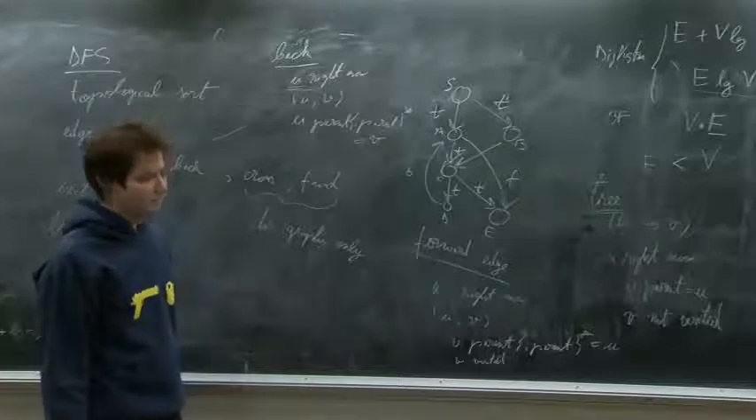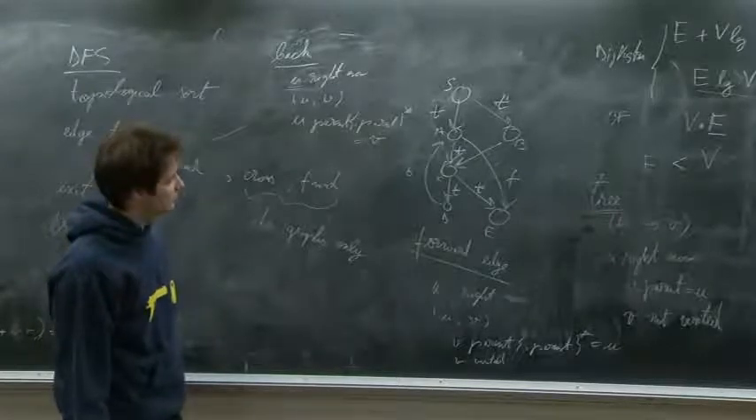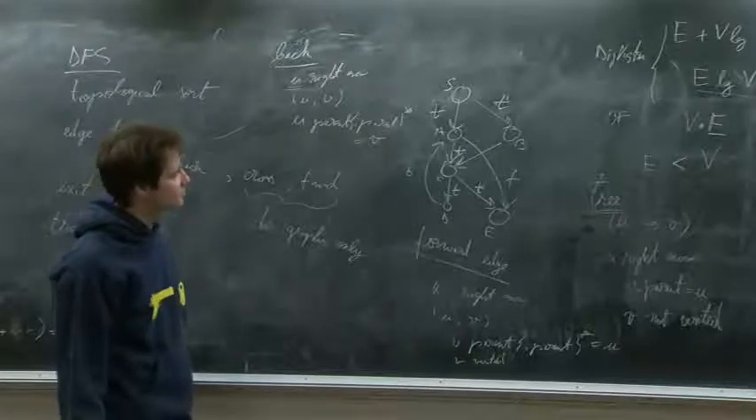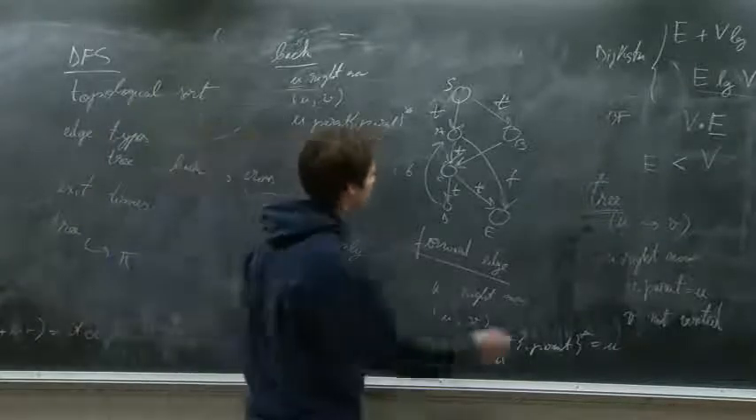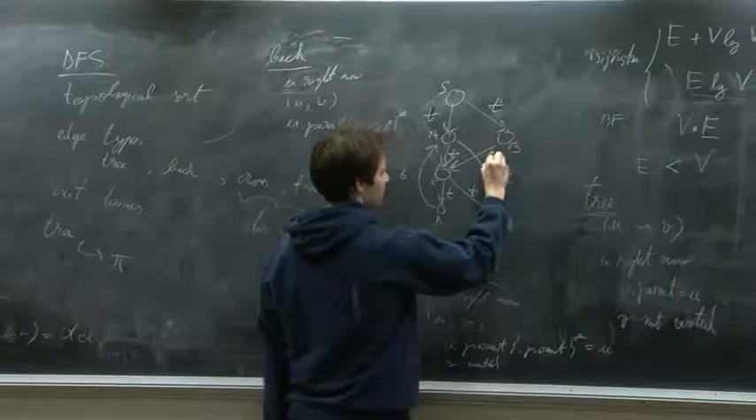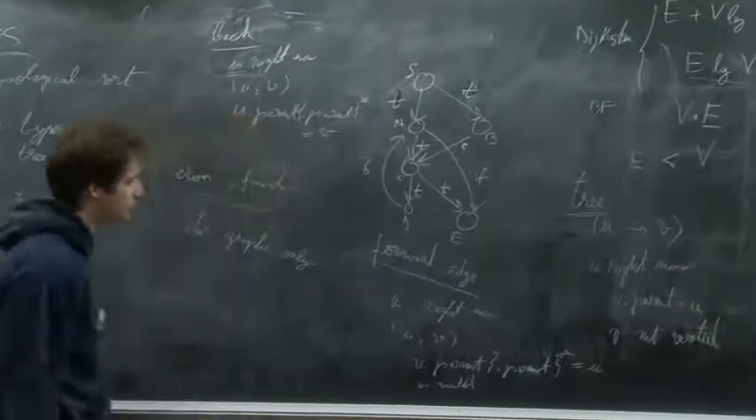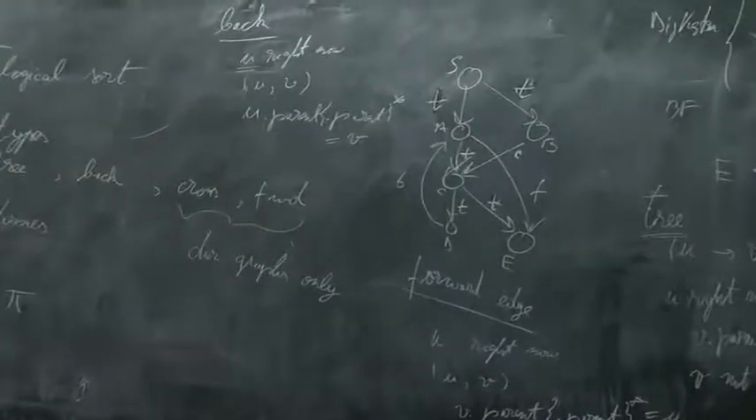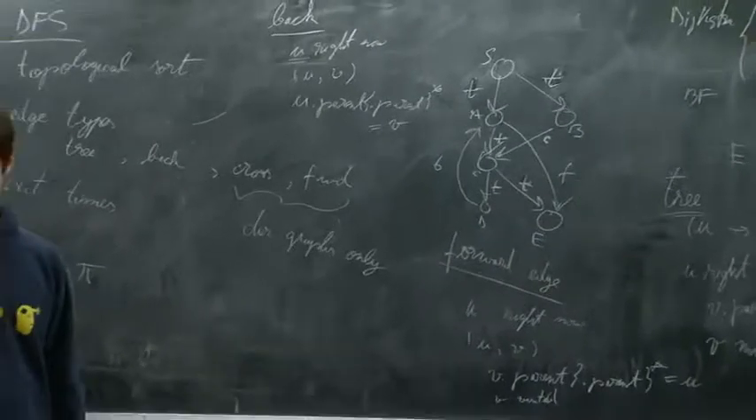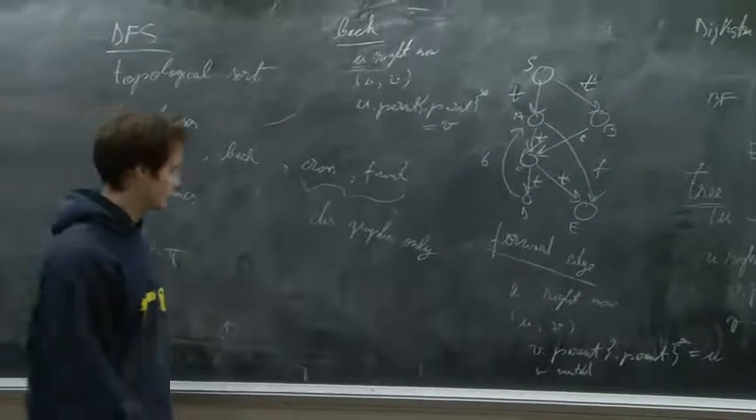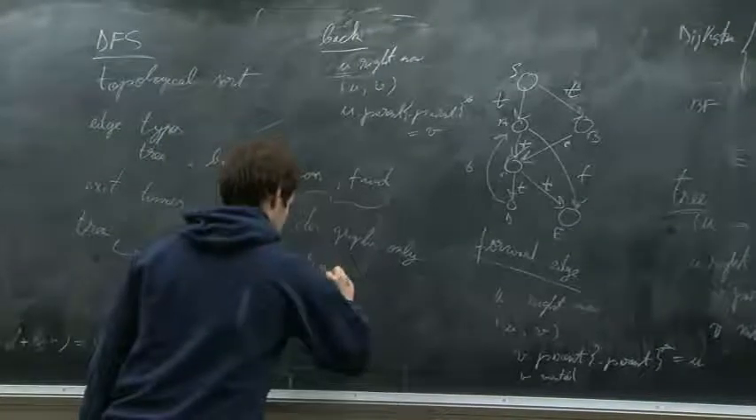Makes sense. Do we have a cross edge in here? Good question. What's the cross edge? This guy is a cross edge. So what's the difference between a cross edge and a forward edge? It is visited, but it's not an ancestor. The ancestor goes up to S.